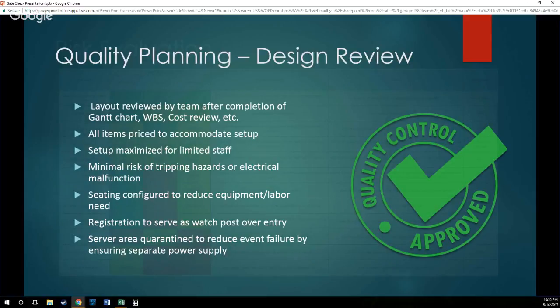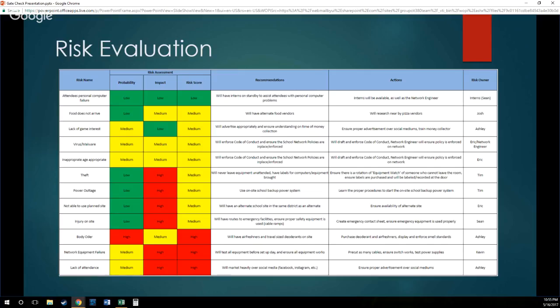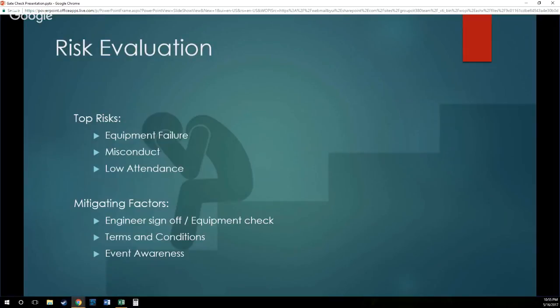The risk evaluation has been completed, which allows the team to be able to see the different problems with the event. That way we can focus on what to prioritize. The top risks are equipment failure, misconduct, and low attendance. What these mean is that equipment failure could derail the event if the server were to go down or if a bank of computers were to lose power. This would cause the entire event to have a hiccup.